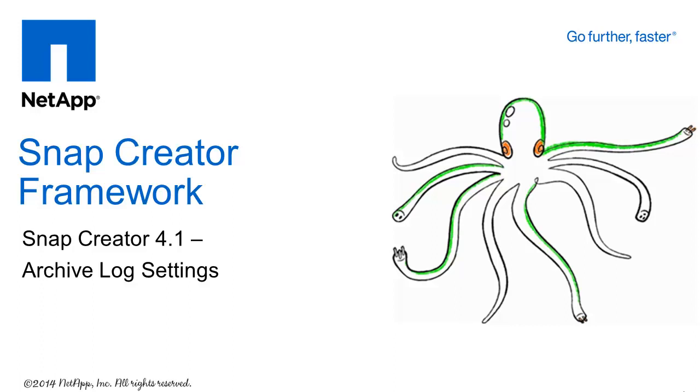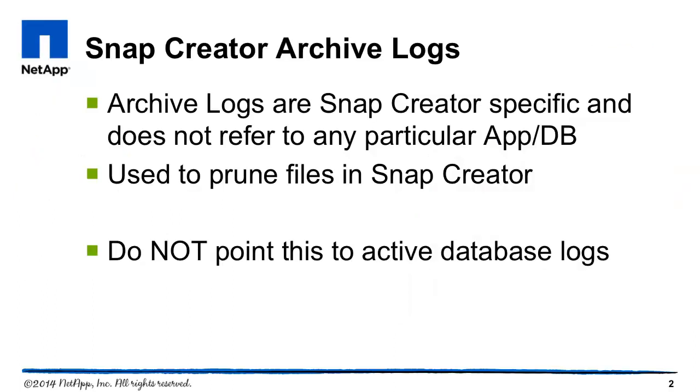Today we're going to discuss archive log settings in Snap Creator 4.1. Snap Creator's archive log settings are specific to Snap Creator and do not refer to any particular application or database. The archive log settings are used to prune files within Snap Creator that are no longer needed. Do not point the archive log settings toward active database logs, or those logs can be pruned by Snap Creator. The settings should be used if you want Snap Creator to clean up certain files when it runs.